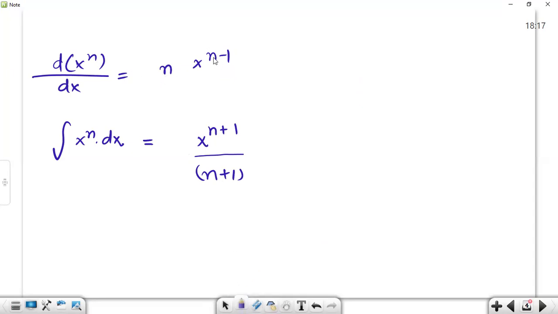So in differentiation, what was happening? The power is getting subtracted, and the actual power was written ahead. And here the power is getting added. Okay. And the power will be written in the denominator part.